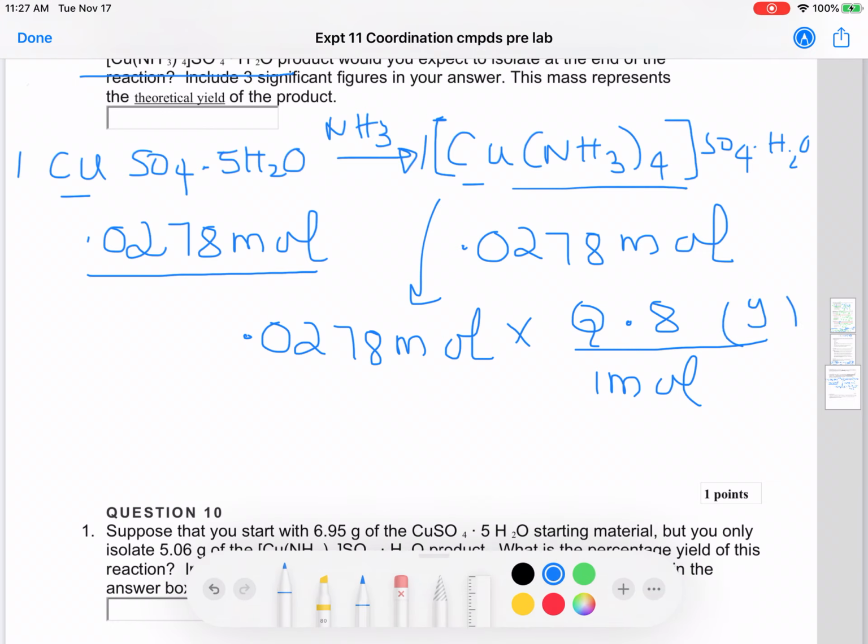Which is also going to be the theoretical yield, meaning if your reaction goes to completion without any trouble, without any side reactions, without you spilling anything, that's the maximum amount that you're going to be making, which is going to be the theoretical yield.